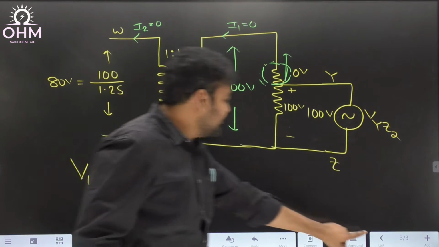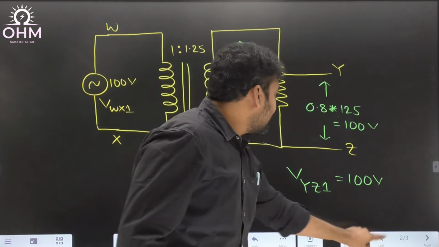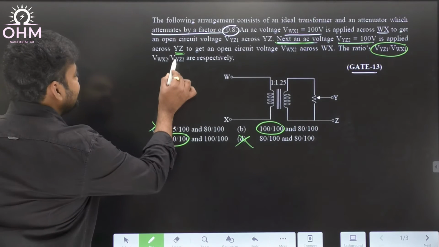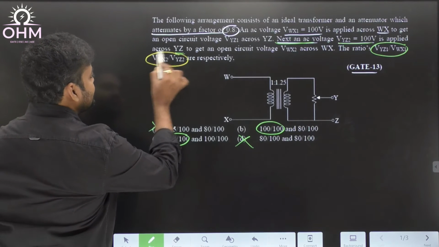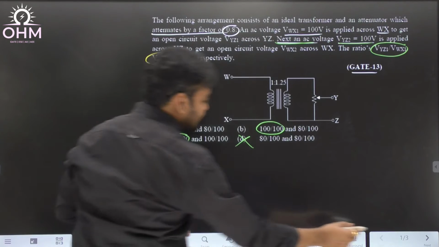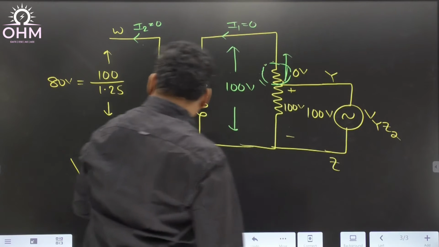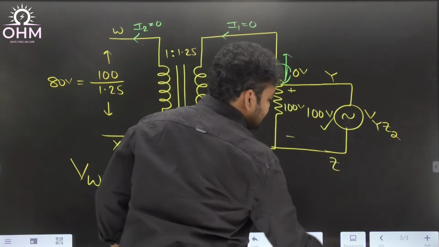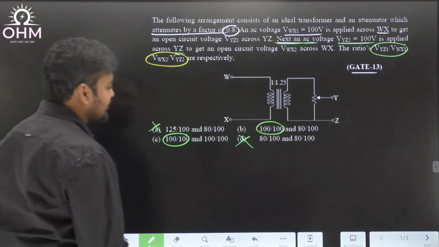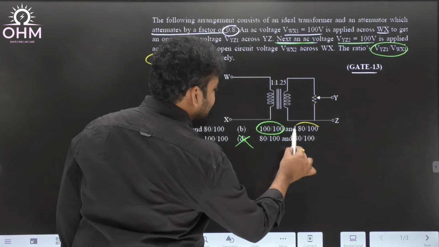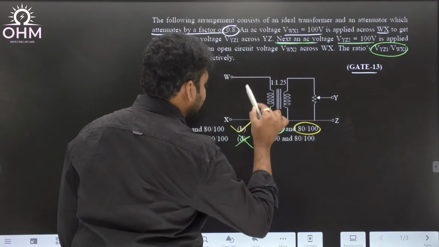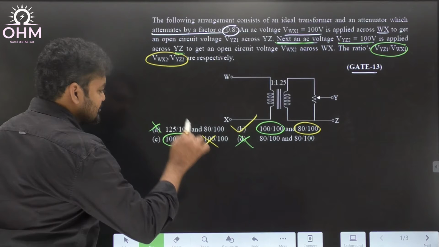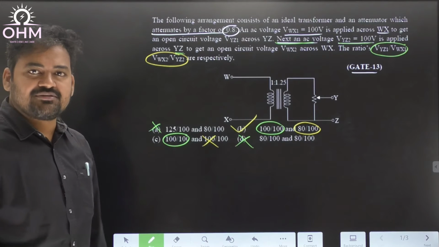Now, what is the answer we need in the second case? According to the question, I need VWX2 divided by VYZ2. And what is the answer we got? VWX2 is 80, VYZ2 is 100. So the answer is 80 by 100. So 80 by 100 means, can I say it is available in the second option? Therefore, the third option is also wrong. Understand?